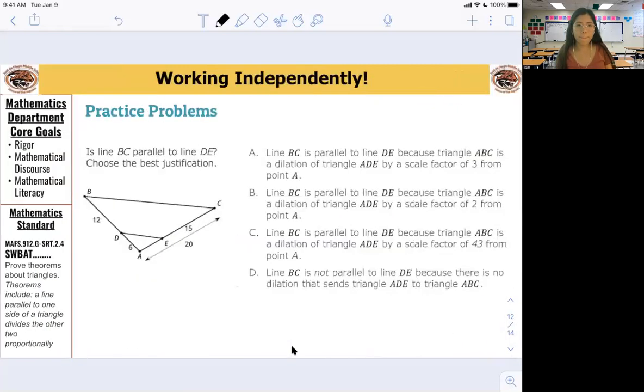Okay, next up. Now we got some slightly more wordy problems, but let's just see if we can come up with our answer nice and easy. Is line BC parallel to line DE? Choose the best justification. So go ahead and just read the answers to yourself. Remember, these are a little bit more wordy, but we're still working with the same type of problem. So we're still working with that triangle proportionality theorem. Take a moment, read through the answer choices, make a selection, and then we'll go through the answers.